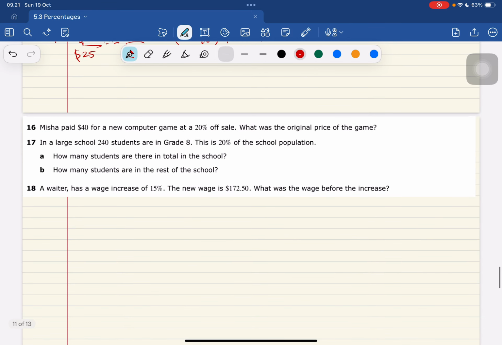Now 16. Misha paid $40 for a new computer game at a 20% sale off. What was the price of the game?